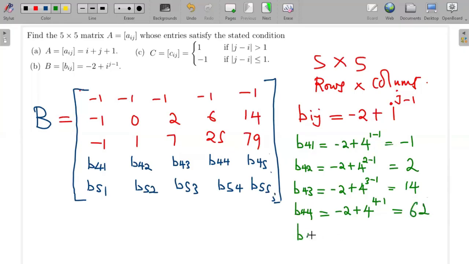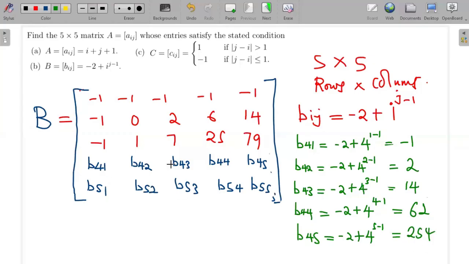Okay, what about B4,5 is equal to minus 2 plus 4^(5-1), so 5 minus 1, that's 4. So 4 to the power 4, it's 256. And then plus minus 2, that would be 254.